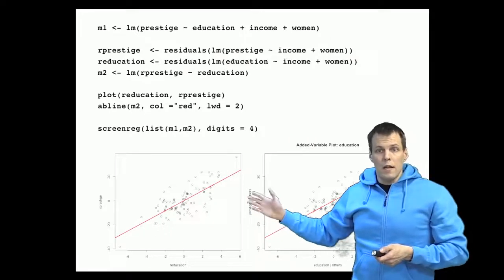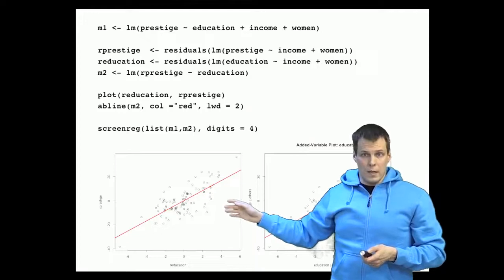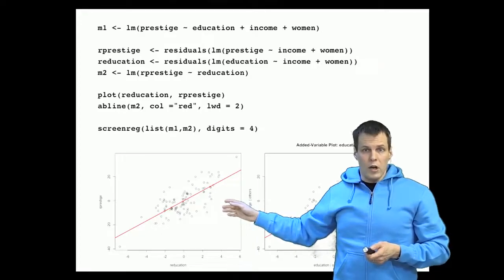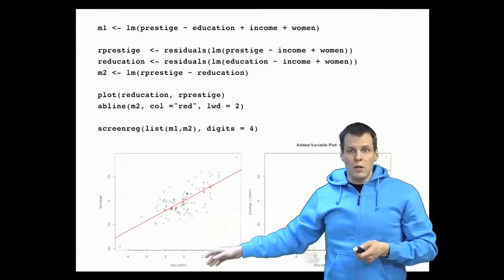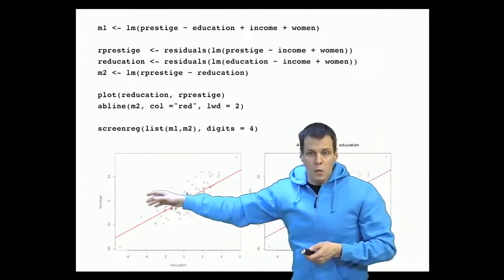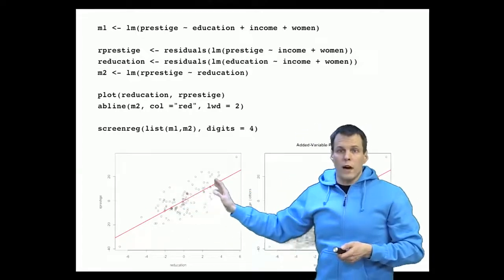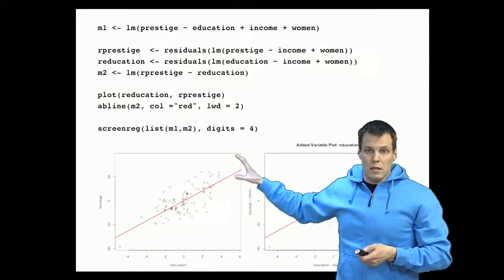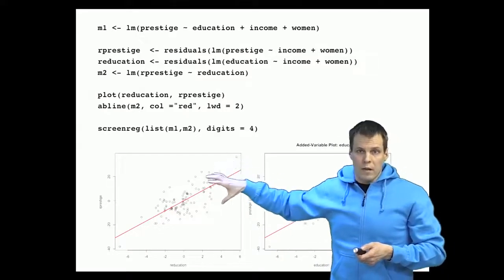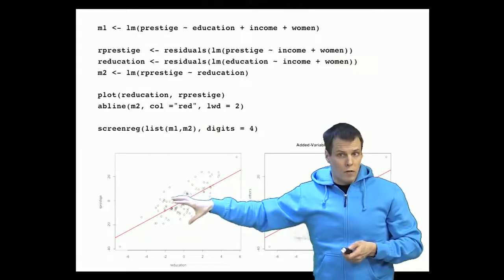So the plot here tells us what is the relationship between education and prestige when we eliminate all other variables from the model. So it tells us what is the bivariate relationship after we control for other variables.